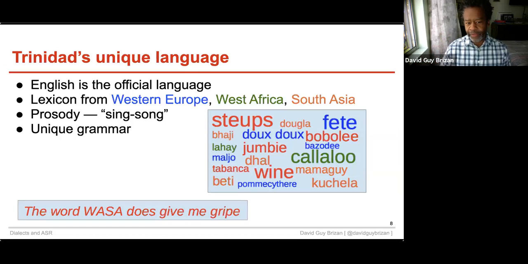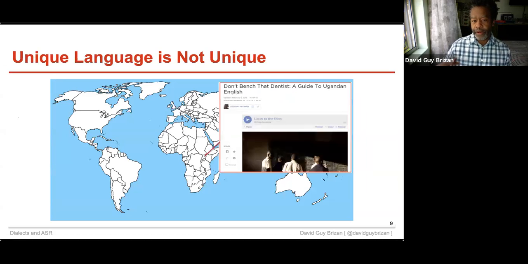And the last is we have this very unique grammar. We can use the word does to mean to do something habitually. So the word wasa does give me gripe means that word wasa makes me uncomfortable all the time, habitually. That, by the way, is the funniest joke in Trinidad, and I know you're not getting it because we're not there in Trinidad. And that's kind of my point. We've got very unique language in Trinidad. It's really meant for Trinidadians, and it's really not meant for people outside of Trinidad.